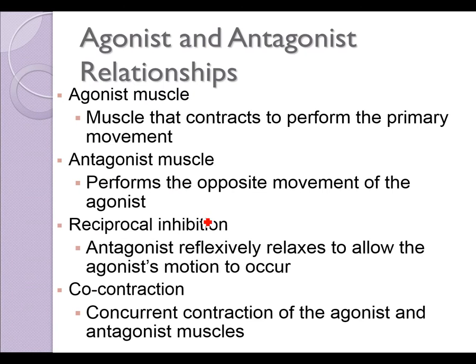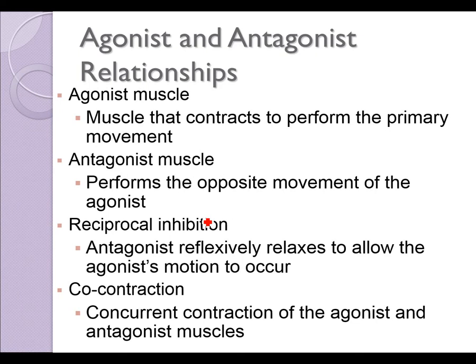A couple terms here. We have our agonist muscle. This is the muscle that actually contracts. It performs the primary movement, so whatever activity you're doing, the agonist muscle is the one that's primarily performing that activity. The antagonist muscle is going to be the opposite muscle or muscle group of the agonist. Pretty much every muscle in our body is going to have an opposite. We tend not to move in just one direction. If we can do flexion, we can usually do extension, or we need to at least bring the body part back to where it started from. So we need muscles to do that. So there's usually pairs of muscles within our body.